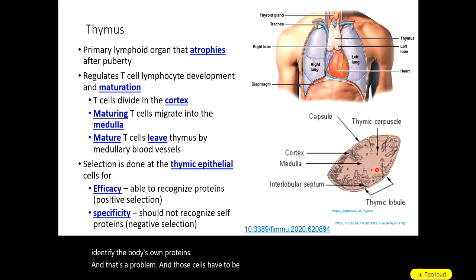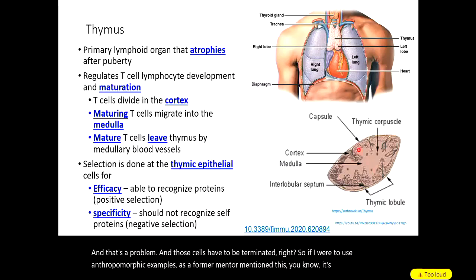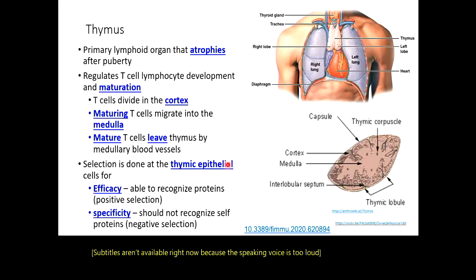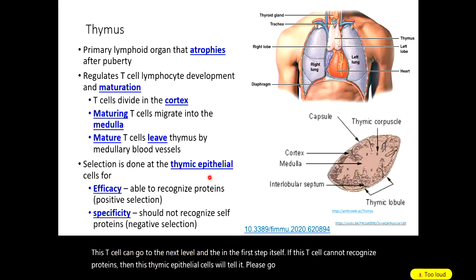So if I were to use anthropomorphic examples, as a former mentor mentioned, it's like there's this handshake: hello, how are you? They come to these thymic epithelial cells and they interact, and the first question is, are you able to recognize proteins? If the answer is yes, then this T cell can go to the next level. And if in the first step this T cell cannot recognize proteins, then the thymic epithelial cells will tell it, please go die, right? There's no point in you surviving.